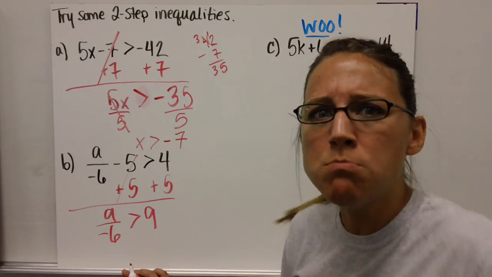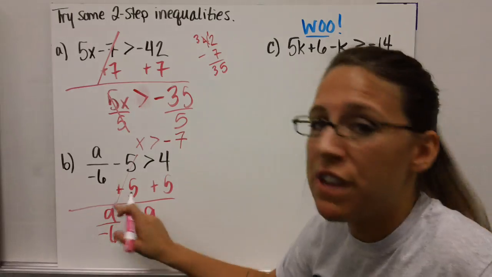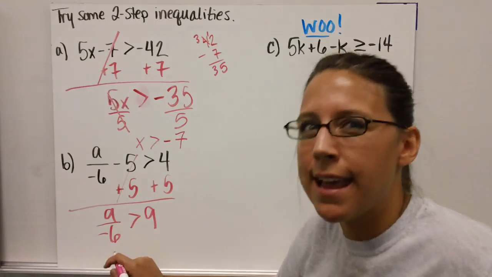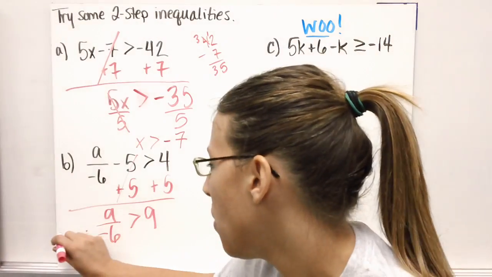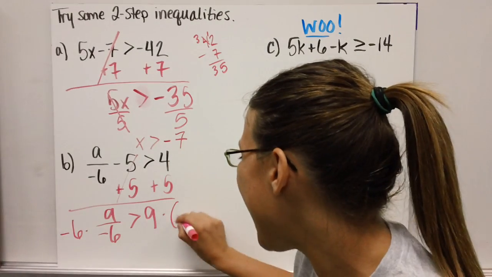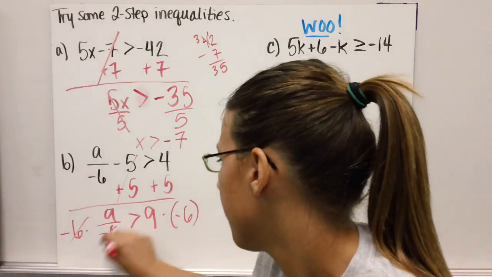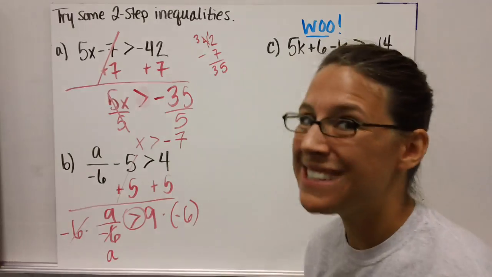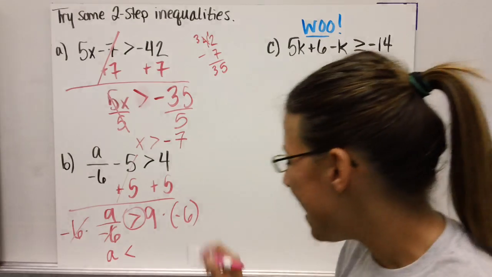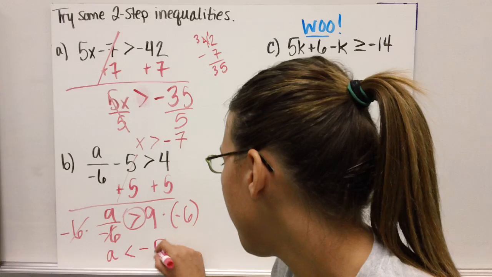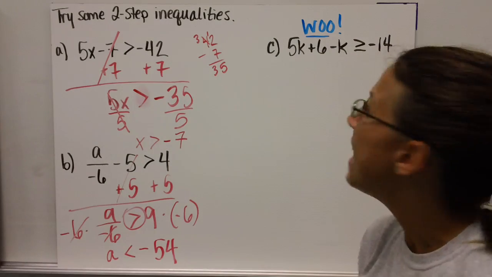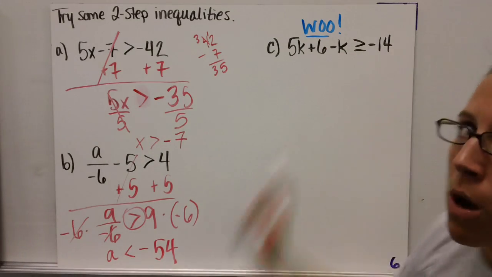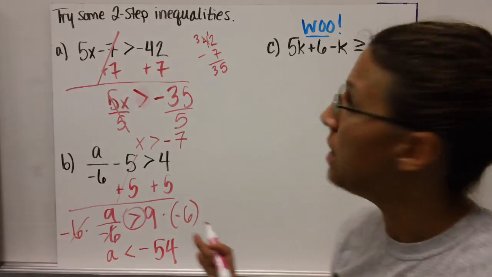And now, to multiply on both sides, because this is division, I'm going to be multiplying by -6. Remember, when you multiply by a negative, that sign needs to change. So that's A is less than -54.